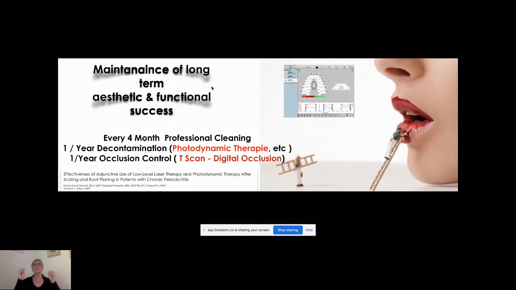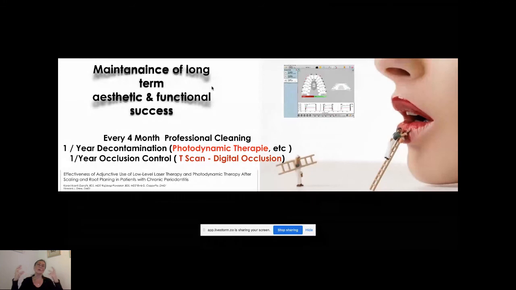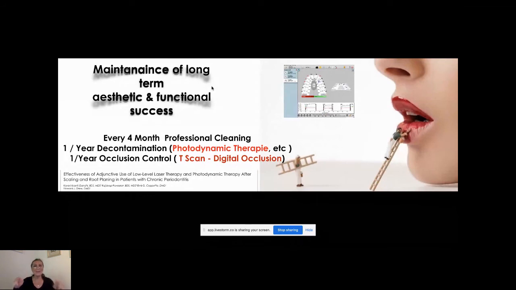That is why we do the 4-month recall and, once a year, a photodynamic therapy or a decontamination of the peri-implant site and a digital occlusal adjustment in order to prevent bone loss and infection. And under those conditions, we give a long-term guarantee on our construction.